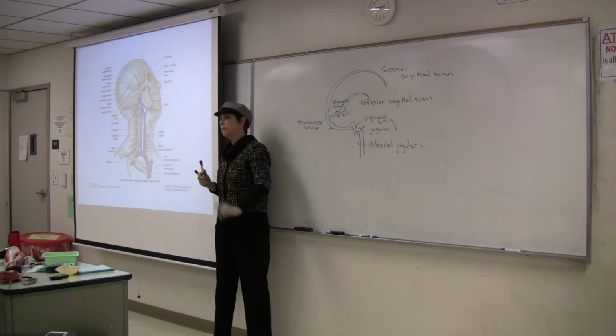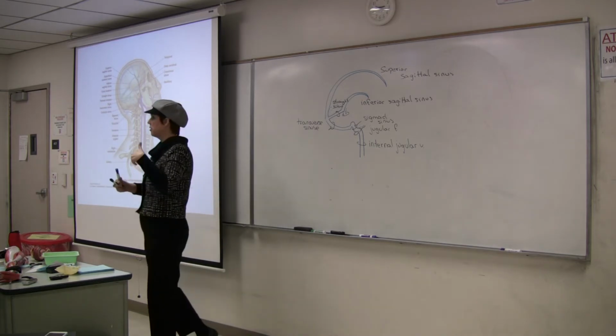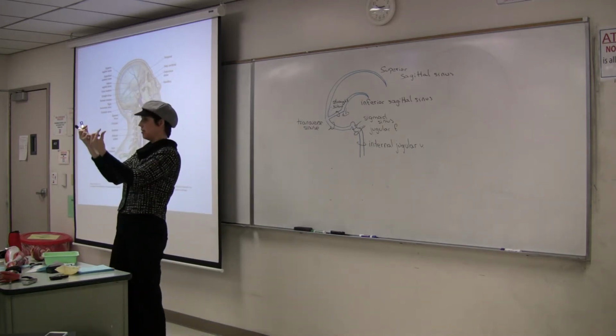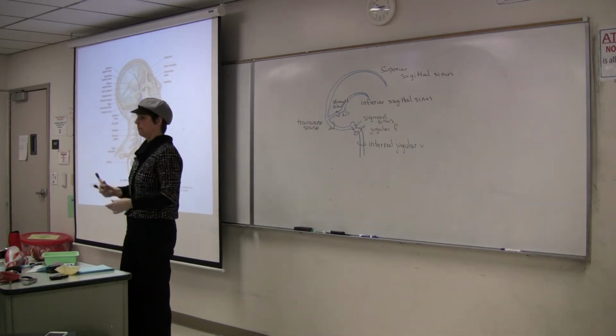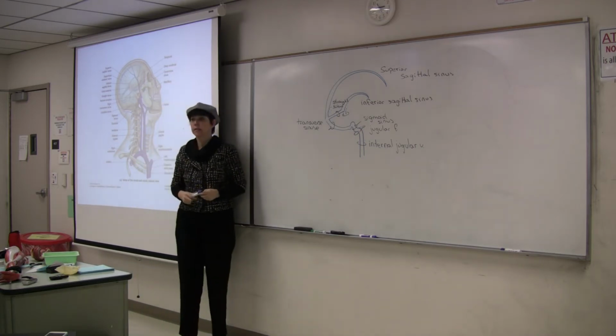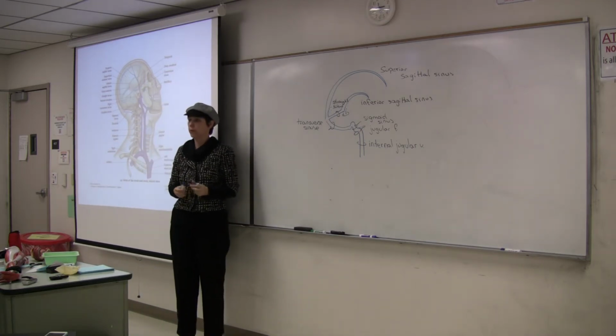Okay. So we have one superior sagittal, one inferior sagittal, one straight. And then 2 transverse, 2 sigmoid. Yeah. So 2 jugular foramens also? One on each side of the skull.